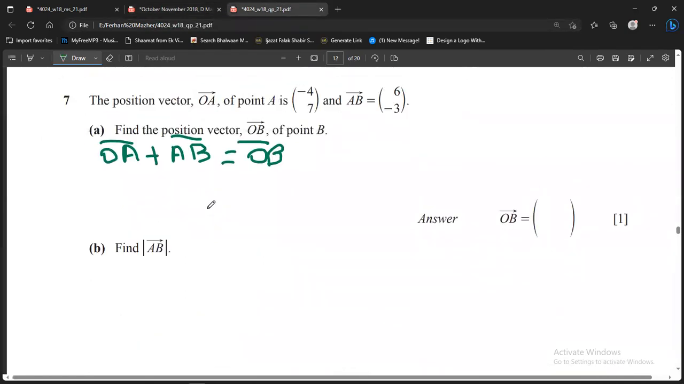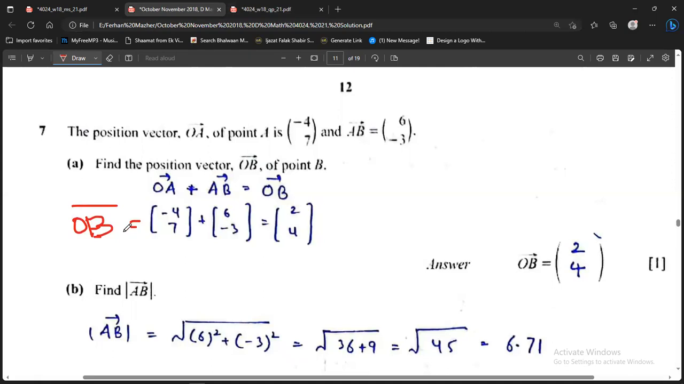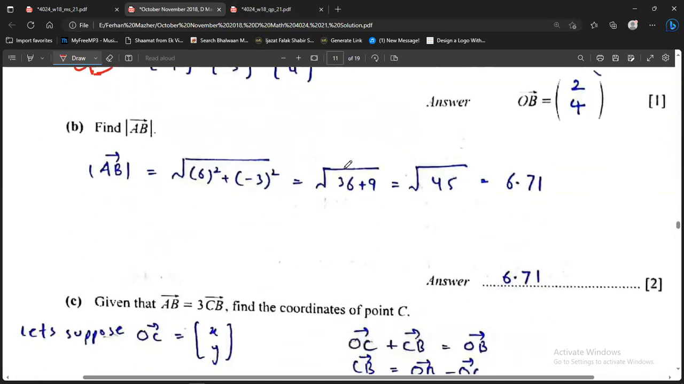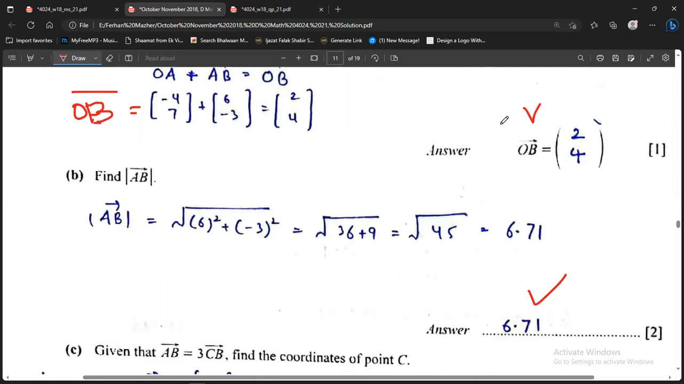Then we have to find out the length of the AB, or the magnitude of the AB. The formula is very simple. It is x square plus y square, and we have a square root over it. So it will be 6 square plus bracket start -3 bracket close whole square. So you will have 36 plus 9, that's 45. Square root of the 45, that is 6.71.